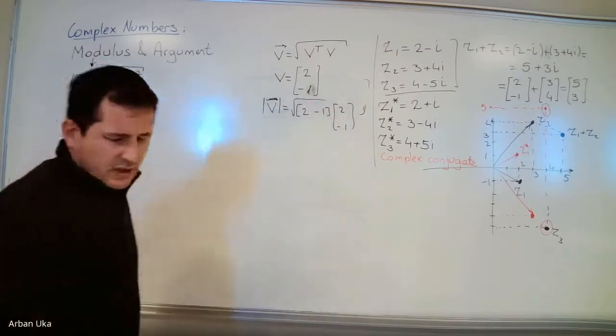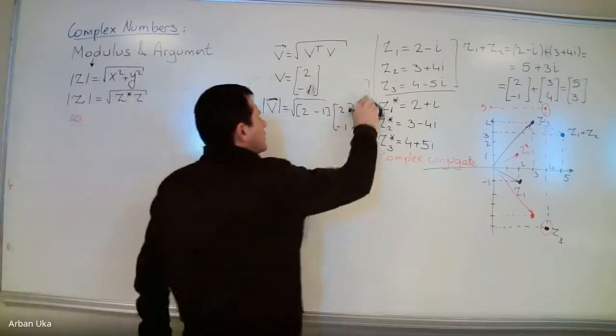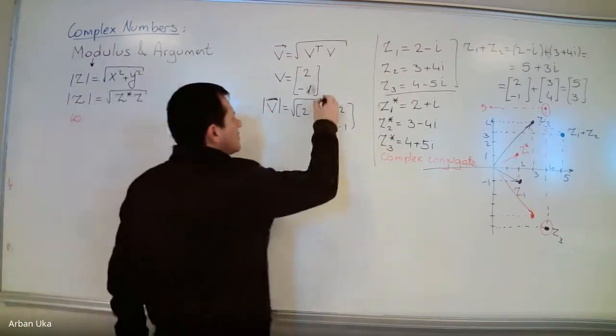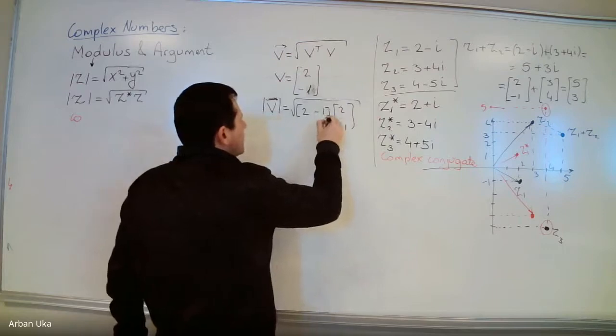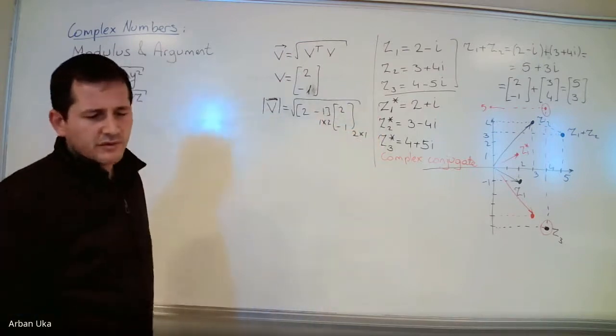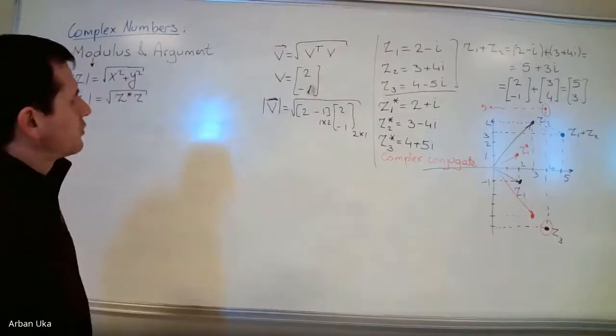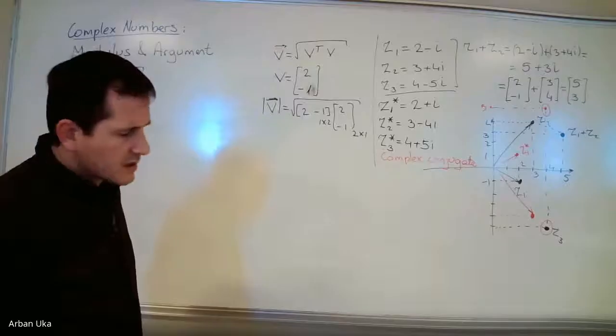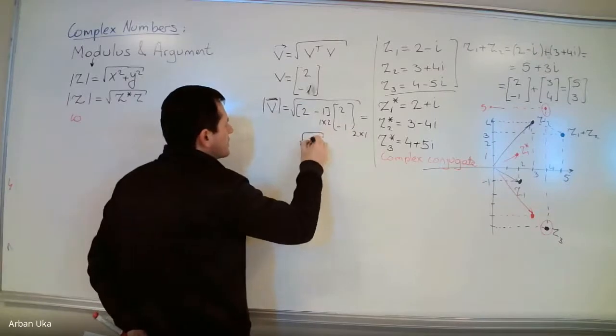When we do this multiplication, what will be the dimension of the multiplication of these two vectors? This is 1 by 2, this is 2 by 1. So if you multiply a vector which is 1 by 2 with one which is 2 by 1, we get a scalar. Yes, that's the square root of 5.